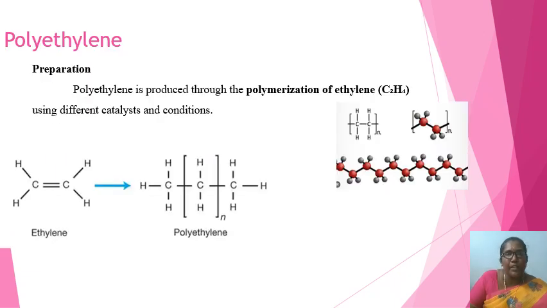First, we are going to see the preparation of polyethylene. Polyethylene is produced through the polymerization of ethylene using different catalysts and conditions. So here, ethylene is the monomer molecule which polymerizes to give the polyethylene polymer. Here I gave you the structure of ethylene which polymerizes to give the polyethylene molecule.